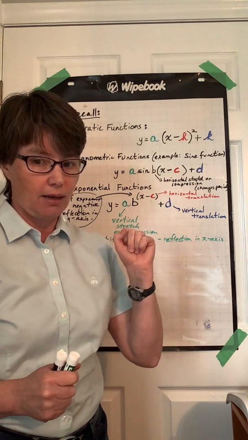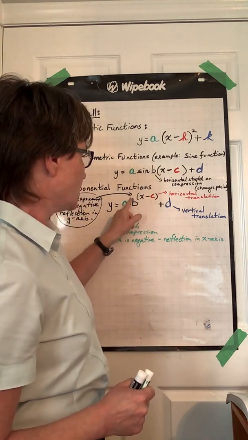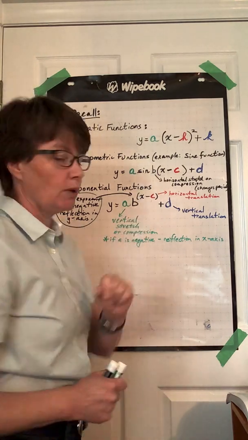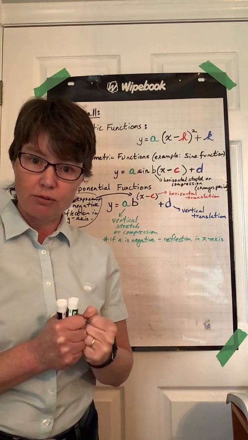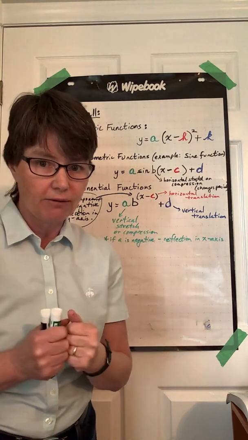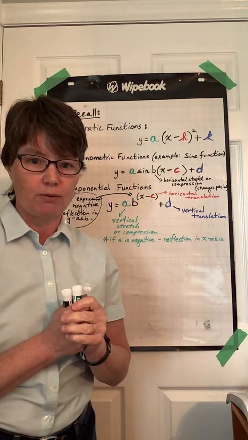We can also have an A and also a B. There would be a multiplication sign here or a bracket indicating multiplication. But we will only compare base 2 functions with base 2 functions. We will only compare base 10 functions with other base 10 functions when we're talking about describing transformations.